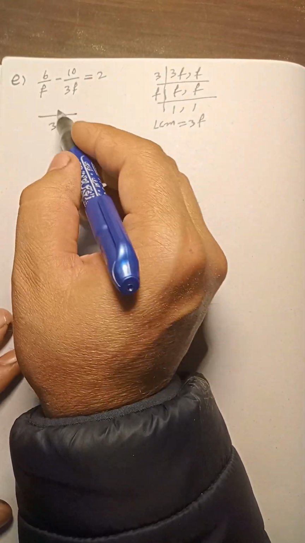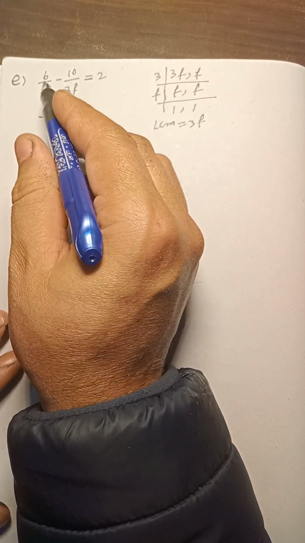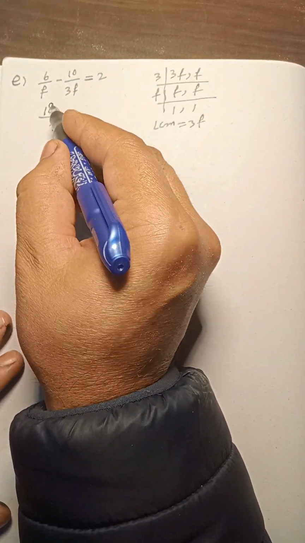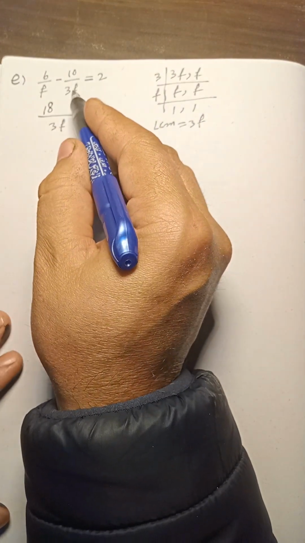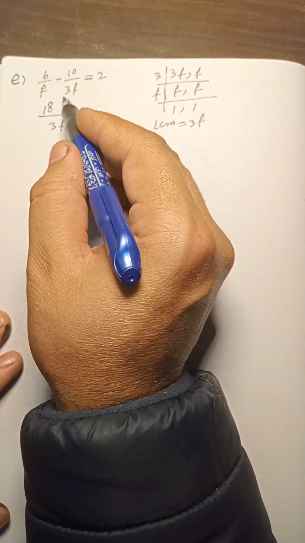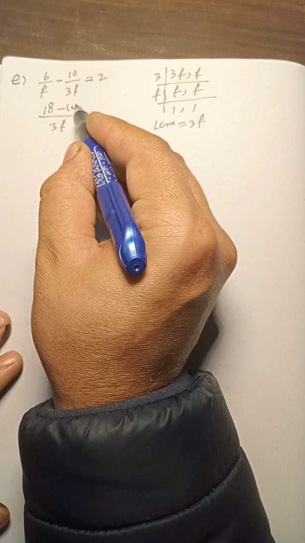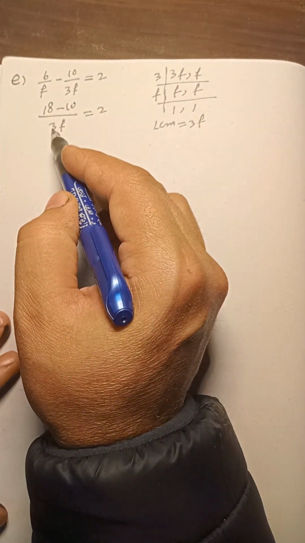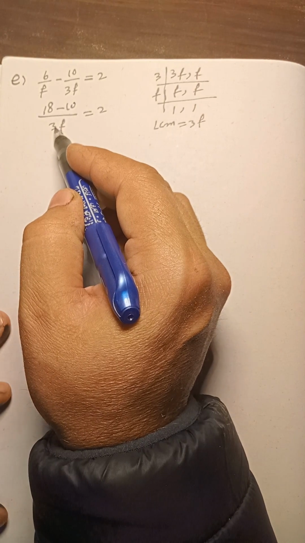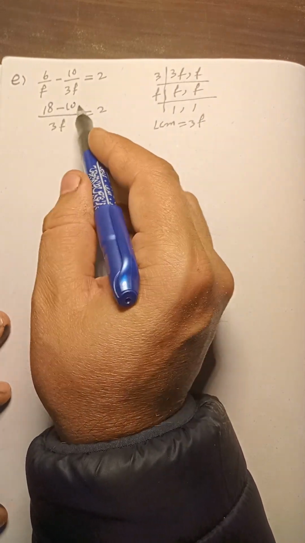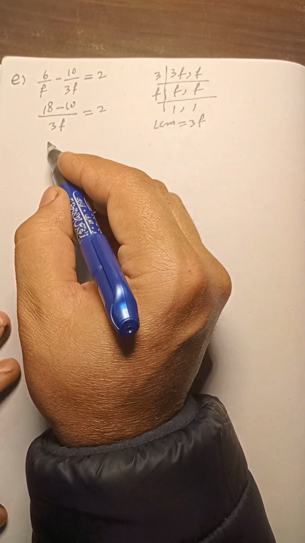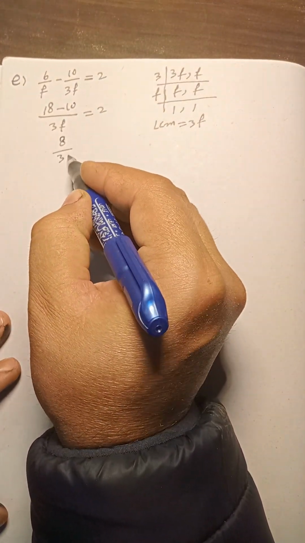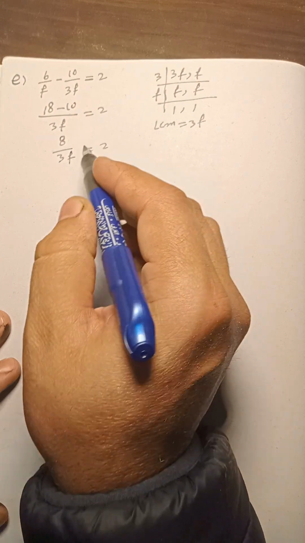3f when divided by f, the answer will be 3, and 3 when multiplied by 6 will become 18. 3 sixes are 18 here. Now 3f when divided by 3f, the answer is 1, and 1 multiplied by 10, the answer is 10 here, is equal to 2. Now it has become a single denominator, 3f is the single denominator, and this term can be solved further. 18 minus 10, the answer is 8. 8 over 3f is equal to 2.